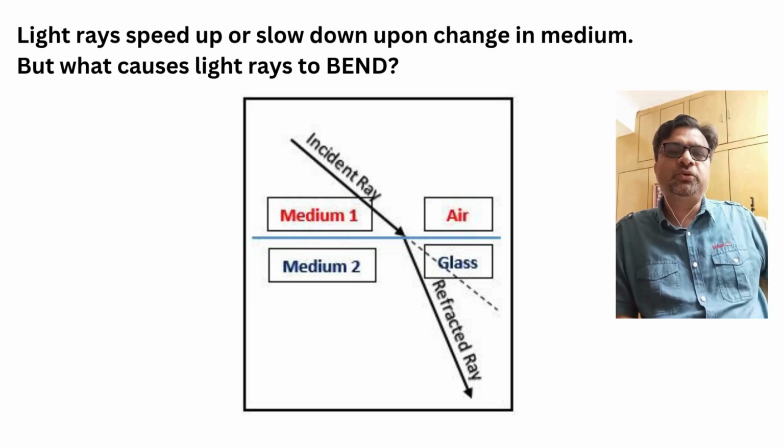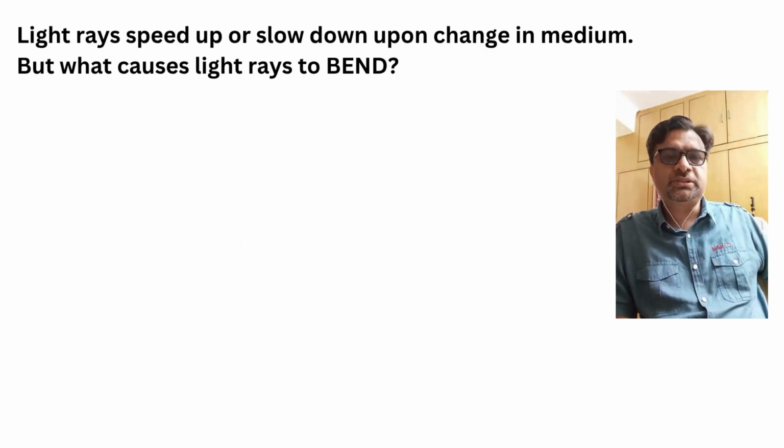Hello all. So in this video we will try and understand how the bending of light takes place when it travels from one medium to another. Refraction, as we know, happens when light rays travel from one medium to another. It slows down in denser media and speeds up in the rarer ones. But why does the light ray bend?